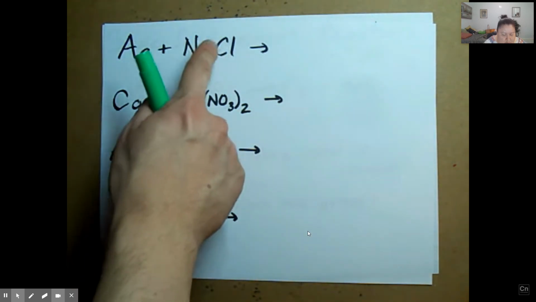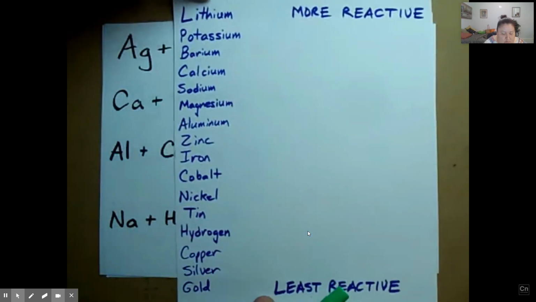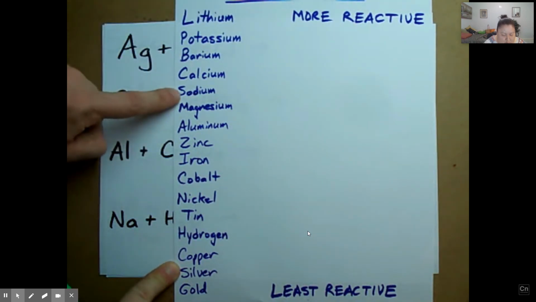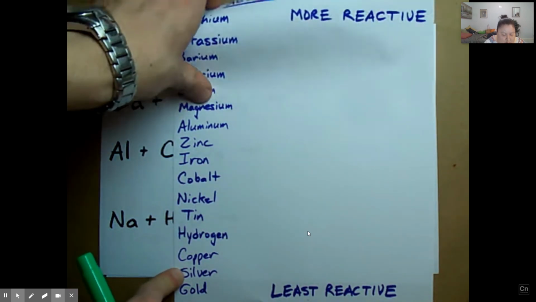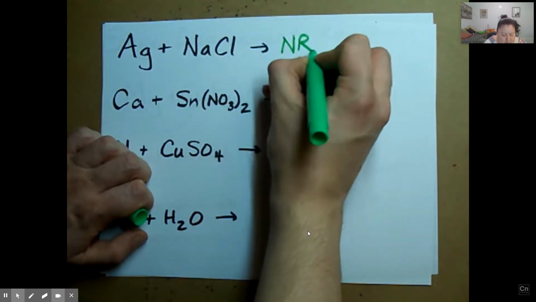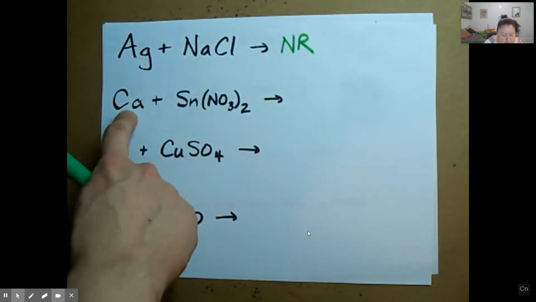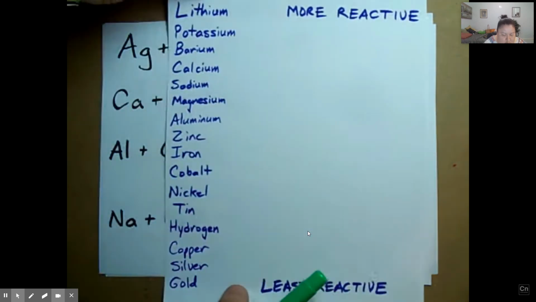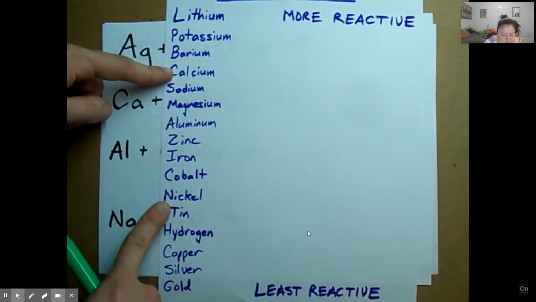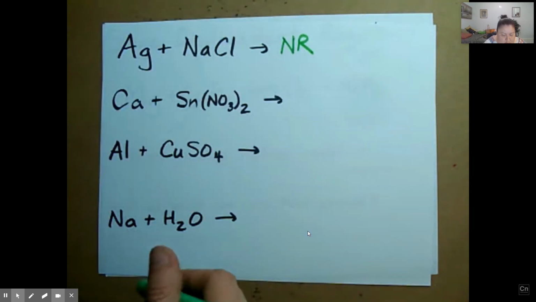Silver plus sodium chloride. Will silver replace sodium? According to my chart, silver's down here, sodium's up here. Silver is lower, so silver will not replace sodium. We're done, no reaction. Will calcium replace tin? Let's take a look. Calcium is way up here, tin is way down here. Yes, it will, because it's higher in the list.